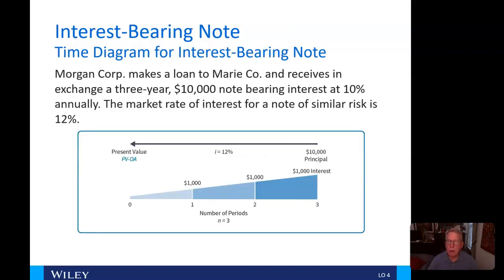Okay, so a time diagram here for an interest-bearing note. It makes a loan to Marie Company, receives in exchange a 3-year $10,000 note bearing interest at 10% annually. In this case, the market rate of interest is 12% for a similar note. So we have a little manipulation we've got to do with that one too.